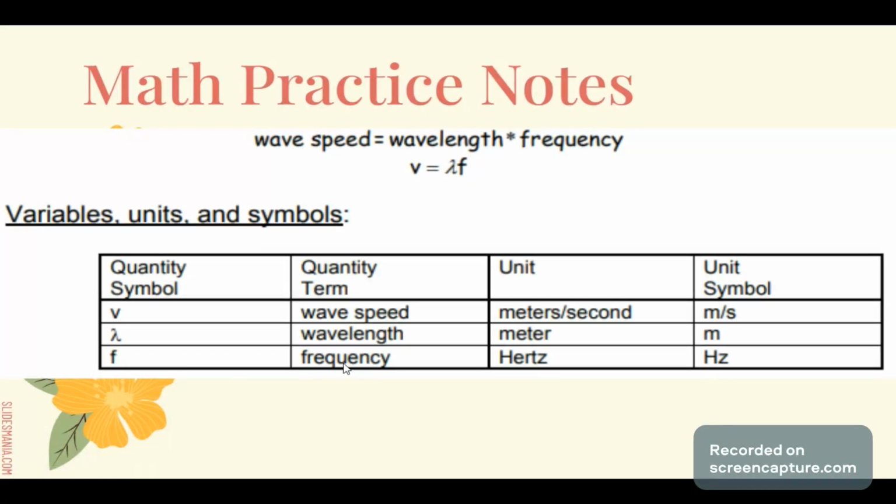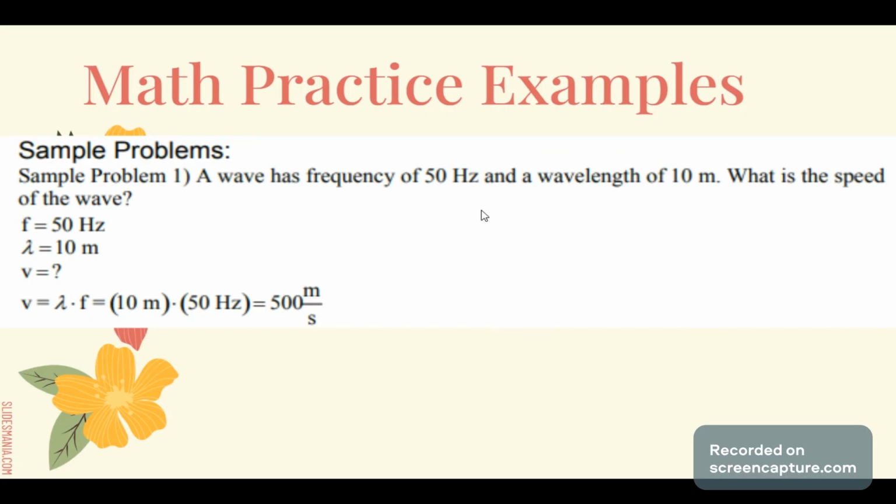F stands for frequency, and the units for frequency are hertz, which is just a fancy way of saying per second, right? Because if you remember frequency, we're looking at how many waves pass a given point in a second. So if 5 waves pass a point in a second, then the frequency would be 5 hertz, or 5 per second. And we often abbreviate that with just a capital H, lowercase z. All right, so let's get into some practice problems and see how we use all this stuff.